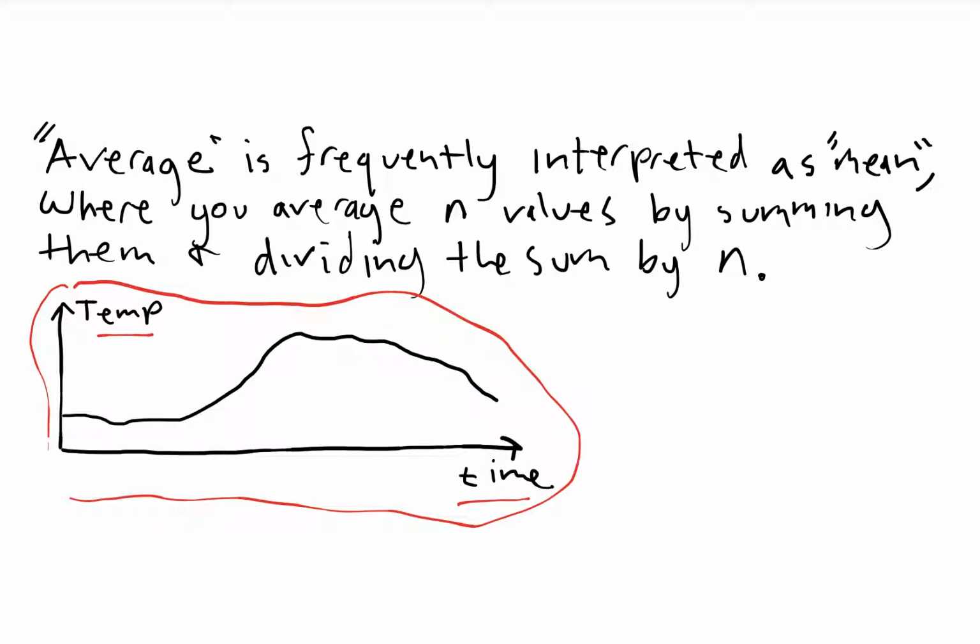This is not a discrete list of data points. This is a continuous graph. I plug in a time, I get a temperature back. It's not like I've got a list of temperatures that I can add up together and then divide by n. What is n here? So how might I find average temperature in this situation? How do I reconcile this problem?